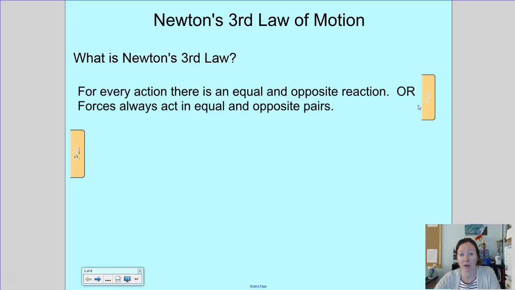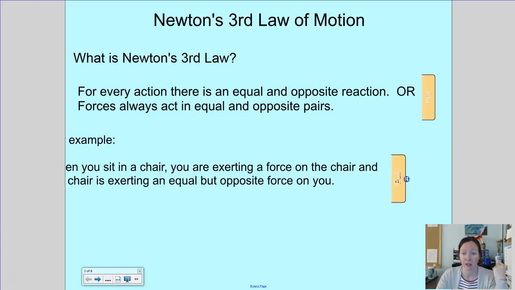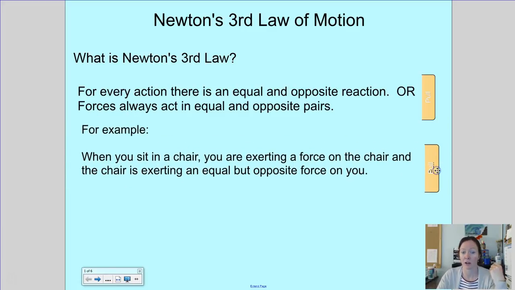Really important to remember, and this is going to come up later, that we're always talking about two objects in this case. So, for example, if you're sitting in a chair right now, you are exerting a force down on the chair, and the chair is exerting a force back up on you. Those forces are both equal in size, so the same number of newtons, and they're opposite in direction. So we can look at that.